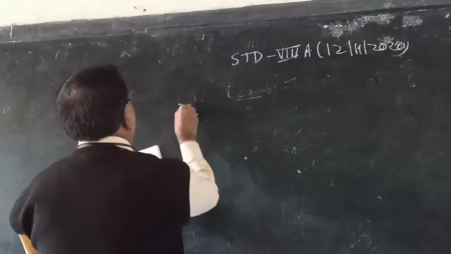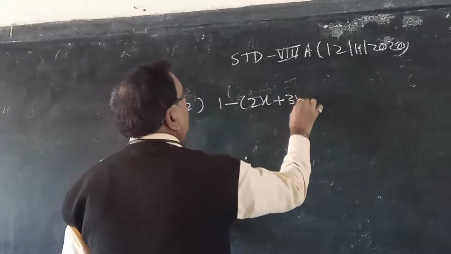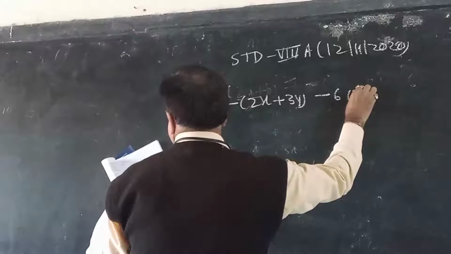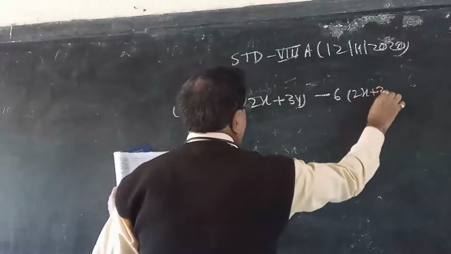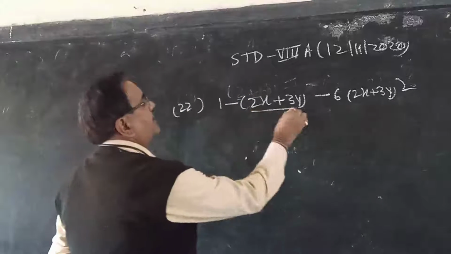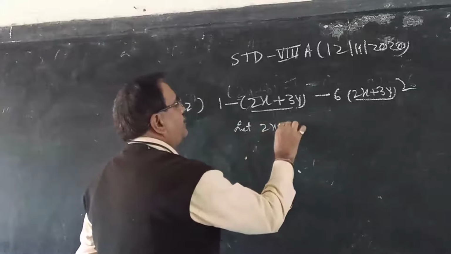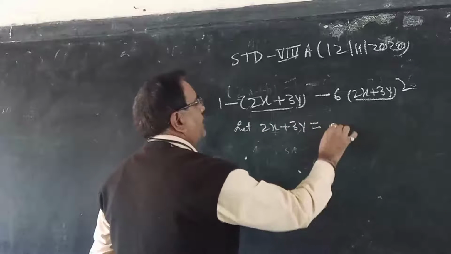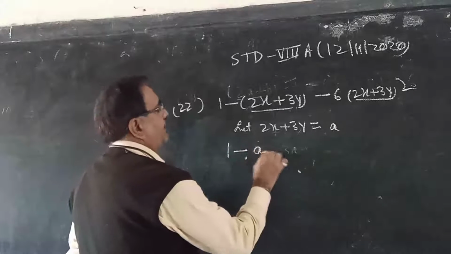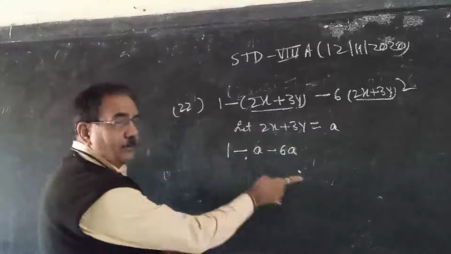Next question 22: (1 minus 2x plus 3y) whole square minus 6(2x plus 3y). Here we will suppose 2x + 3y, 2x + 3y. So let 2x + 3y be equal to a. Then our question becomes (1 minus a) whole square minus 6a. Right? Now split the middle term.